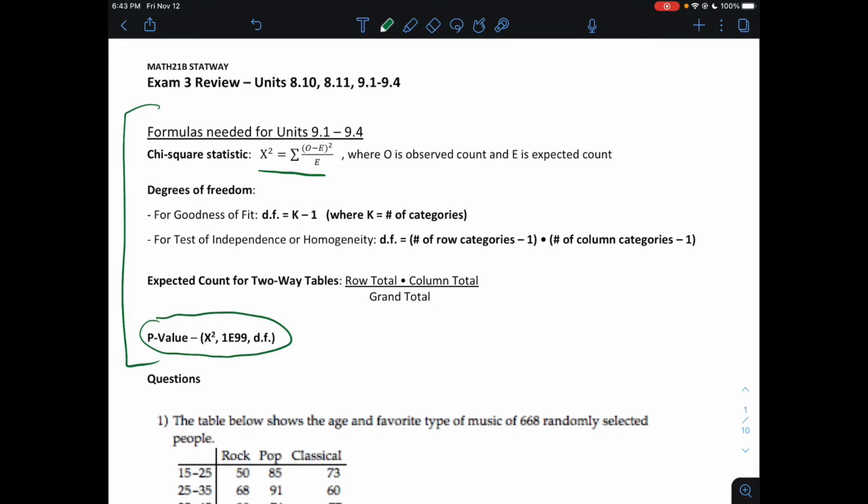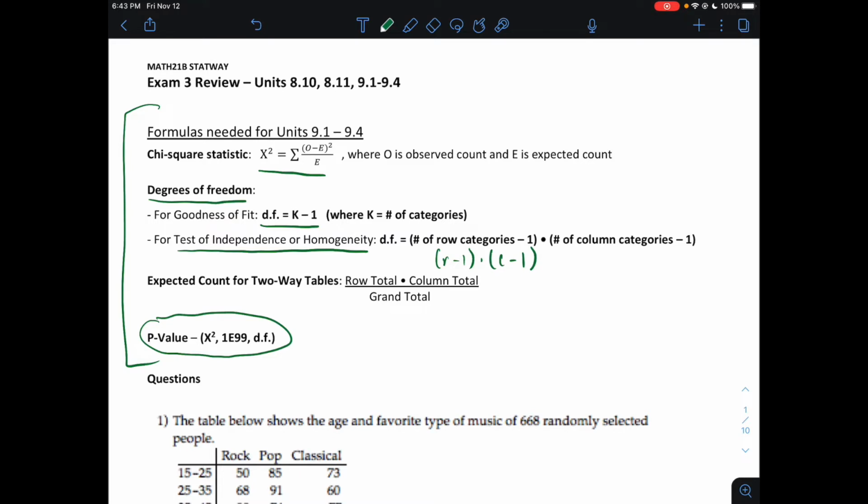Don't forget that DF stands for degrees of freedom, and for goodness of fit, we have DF equal to k minus 1, where k is the number of categories. But for units 9.3 and 9.4, the degrees of freedom relate to a test of independence or homogeneity, and in that case, the degrees of freedom is the number of row categories minus 1 times the number of column categories minus 1. We saw this as R minus 1 times C minus 1.